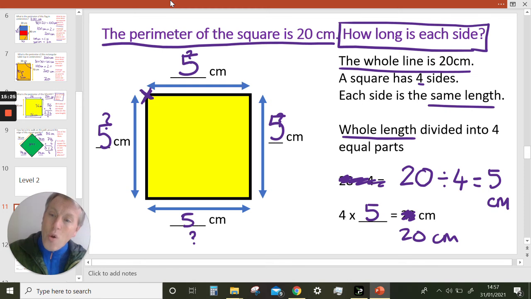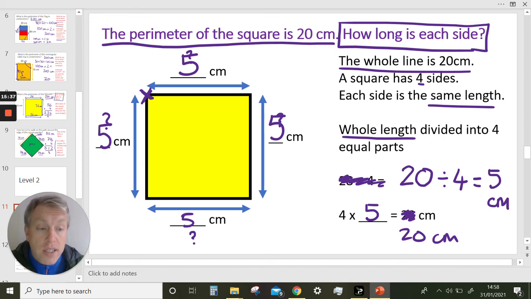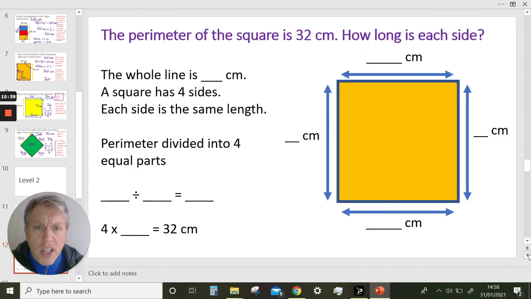When we know the whole perimeter, we use what we know about a square, the whole perimeter divided into 4 equal parts for 4 equal sides. Let's try this one. The perimeter of this square is 32 centimetres. How long is each side?